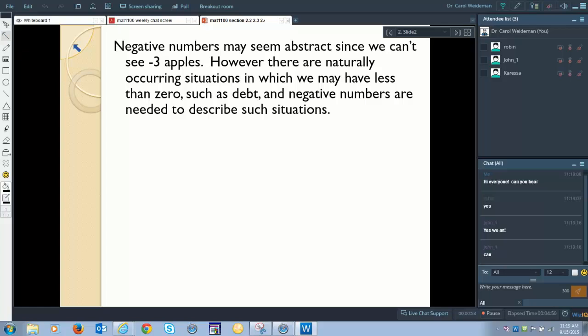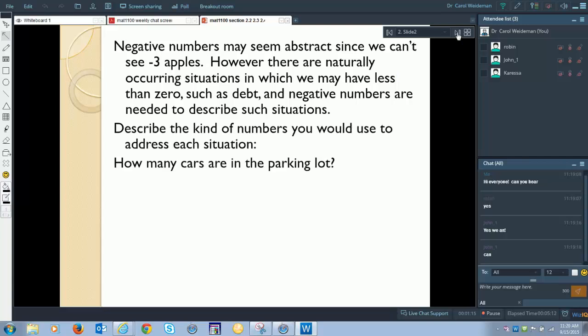Negative numbers can seem abstract because we can't see -3 apples. But there are situations where we want to use negative numbers, things like debt, or if you're a diver and you went down into the Gulf of Mexico, we would say you went down so many feet and we would use a negative number. So let's talk about the kinds of numbers that you might use for each of these types of situations.